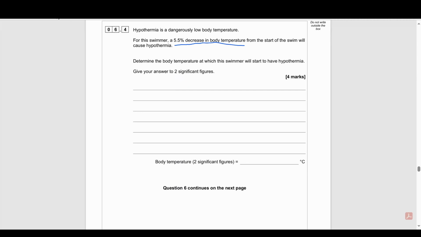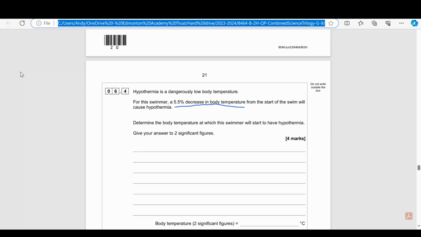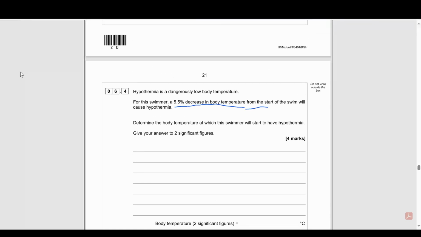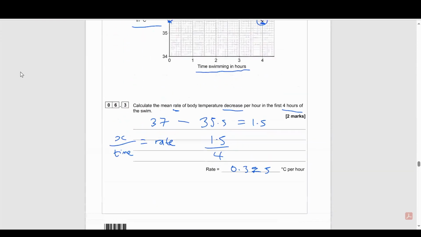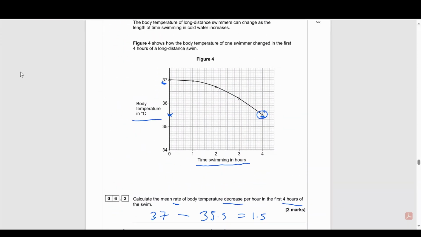So what we've got to find out first then is, what is this 5.5% decrease going to look like on our graph? Well, for us to find this out, we need to do 5.5% of our starting value, because it does say a temperature decrease from the start of the swim. So our start is 37 degrees.